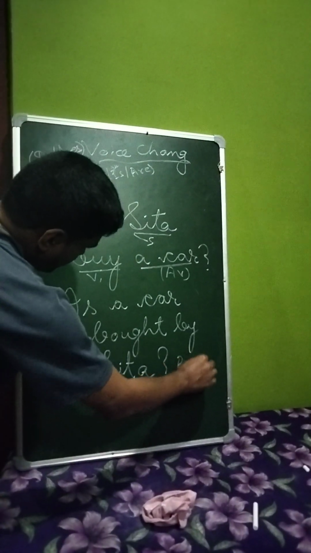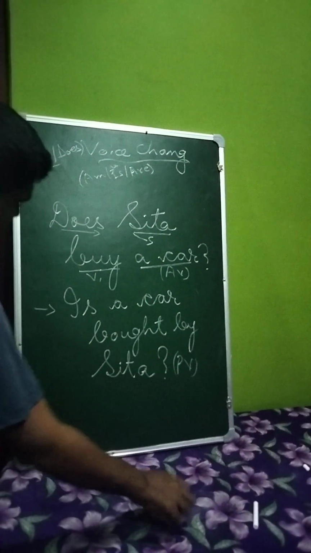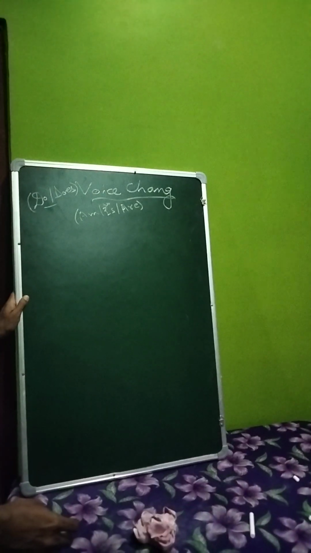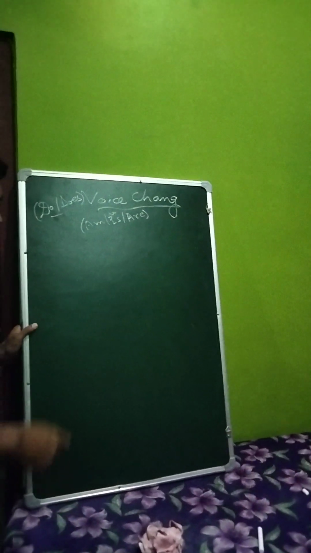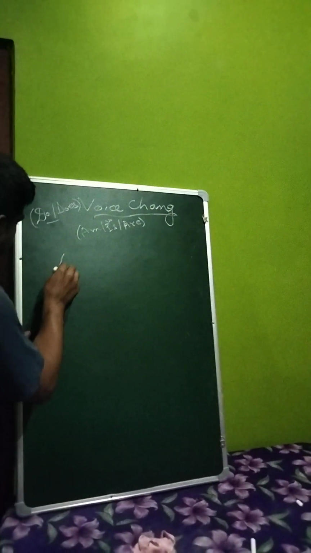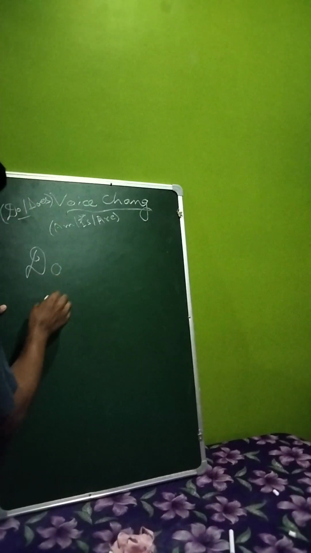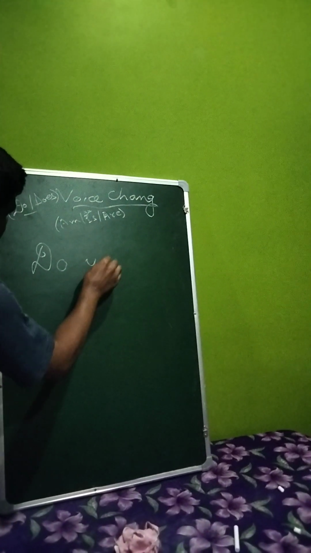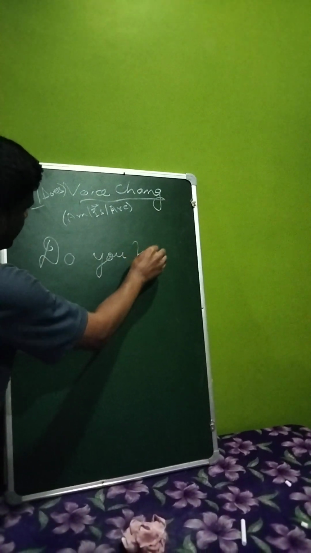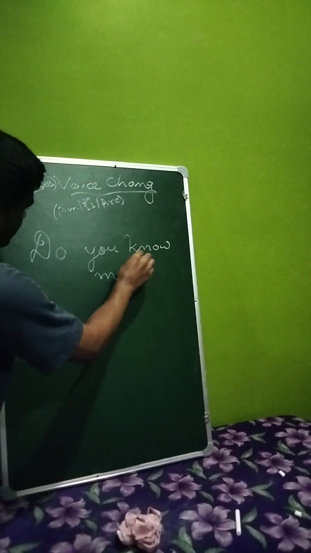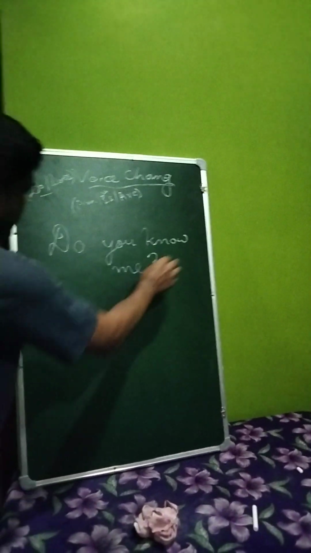I hope you are very much clear and better clear. So you see now next sentence. You see, do you know me? This is the active voice sentence.